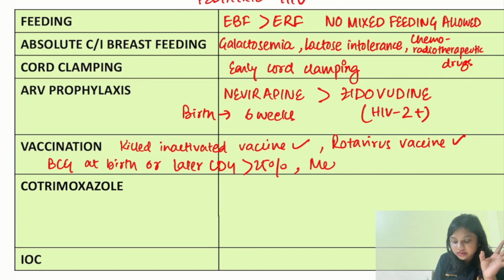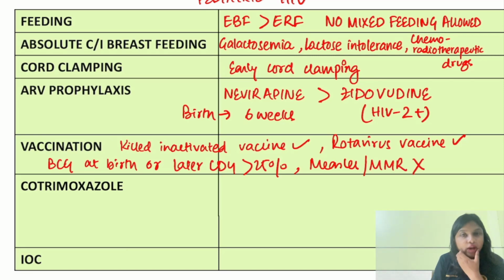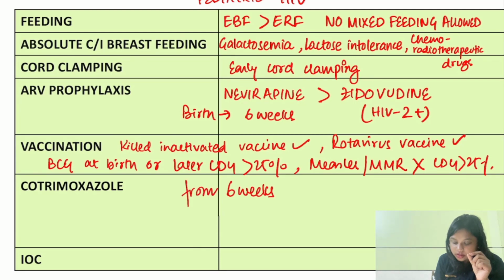Measles or MMR you cannot give. You have to start ART, and if at any time the CD4 count rises to more than 25%, then you can consider it. Next is cotrimoxazole. You need to start from 6 weeks of birth, and you have to give it till 18 months. Cotrimoxazole is another agent that you need to continue.